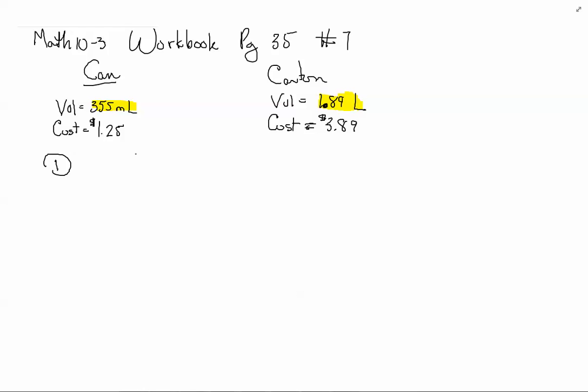So I know that 1,000 milliliters is equal to 1 liter. I want to know how many milliliters of juice I have in a carton that has 1.89 liters. Notice that in both instances my liters are on the bottom, and so the units that will come out on top are milliliters.